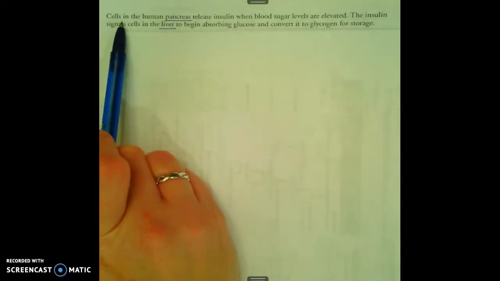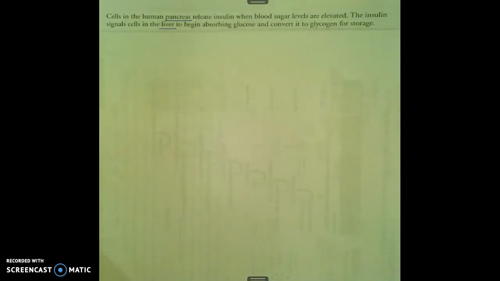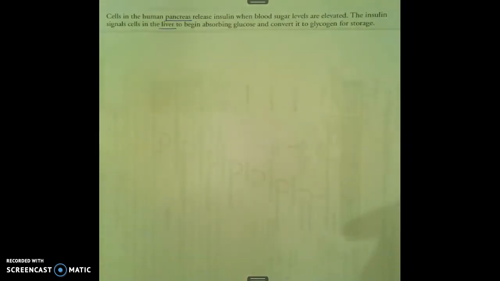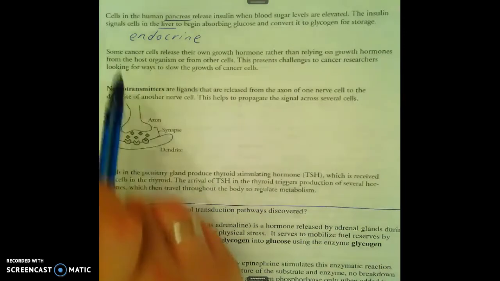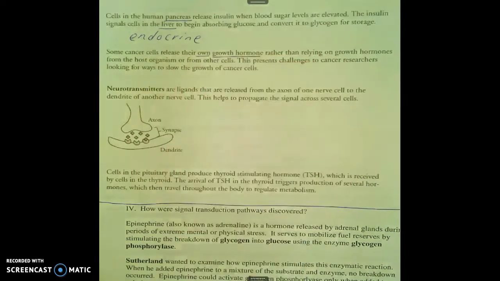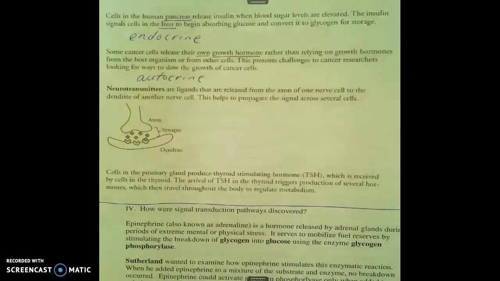In our next example, we see cells in the pancreas talking to cells in the liver. And these cells are not close by. They're going to rely on hormones like insulin to move through the blood between them. So this is going to be a great example of endocrine signaling. Our next scenario looks at cancer cells, and it says they release their own growth hormone. So they're talking to themselves. What is this an example of? Good. Talking to themselves is going to be autocrine signaling.